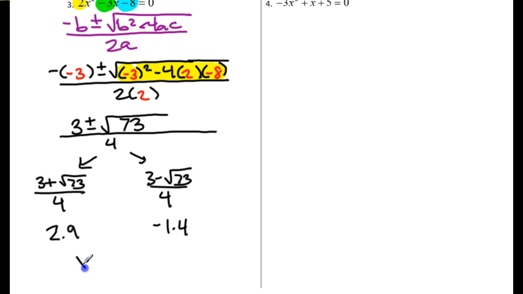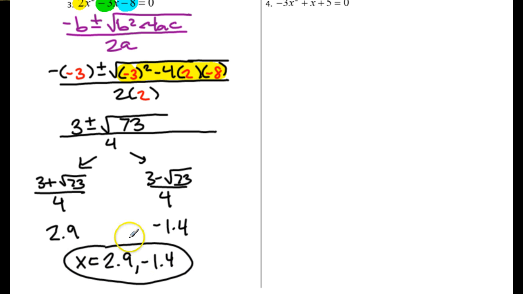Alright, so let's put it all together. So our answer, x equals positive 2.9 and negative 1.4. That's the final answer. Okay, so it's a little more work, it's a long formula, but if you just go step by step, it'll work out. Okay, and that's why we couldn't factor this, because the answers were not whole numbers, they were decimals.